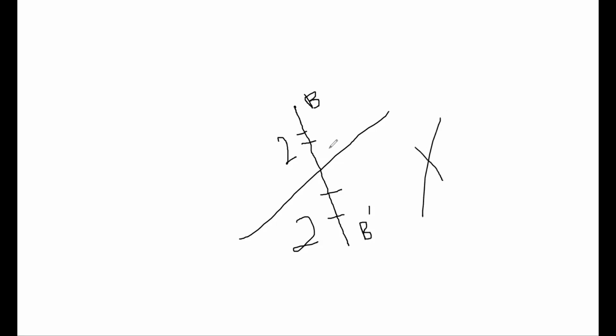This is not a reflection. Why not? Because is this a 90 degree? It's not a 90 degree. So this is not a reflection. For reflection to happen, there are 2 rules. First rule, this distance should be equal to this distance. The second rule is the angle between the line I will draw and my reflecting line should be 90. Okay, let's erase this.